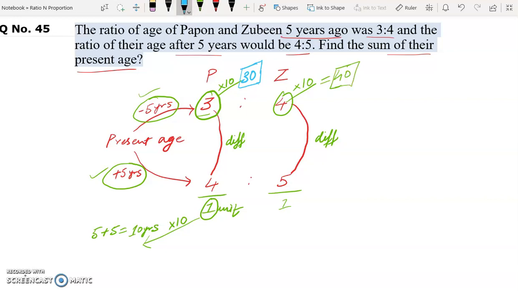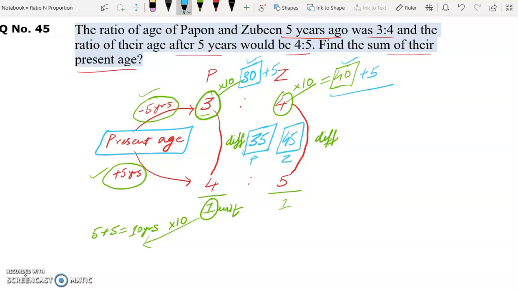So if we need to find the present age of Papon and Jubin, what we will do? We will have to add 5 here and 5 here because this age is 5 years ago. So present age will be plus 5 plus 5. So 30 plus 5 will be the age of Papon, the present age, and the present age of Jubin will be 40 plus 5 which is 45. So this is Papon and this is Jubin.